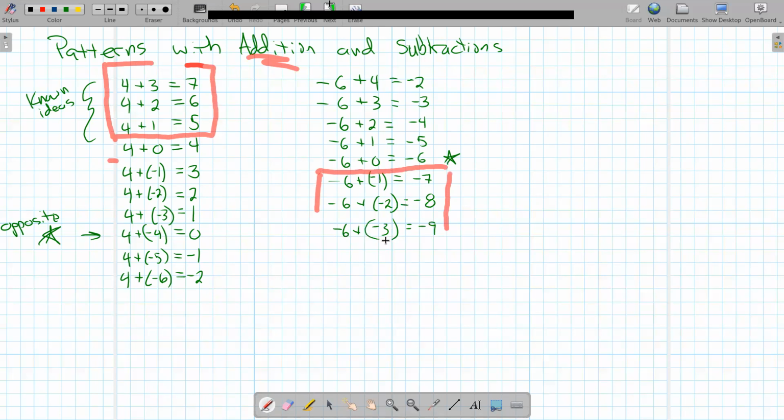Or maybe I could use my chips, right? I have a -6. And I combine that with a -3. And so altogether, yeah, that's -9 right there.